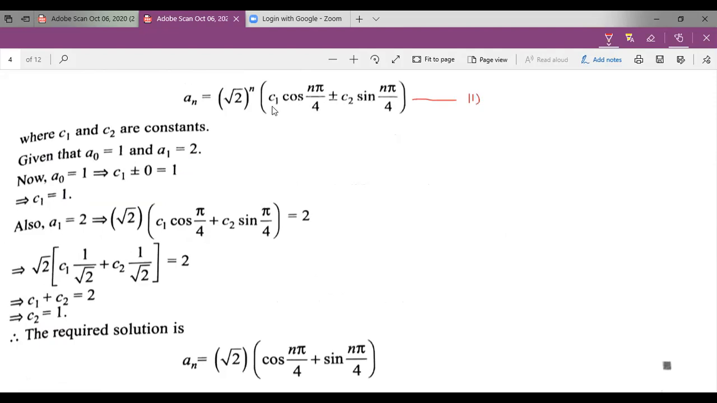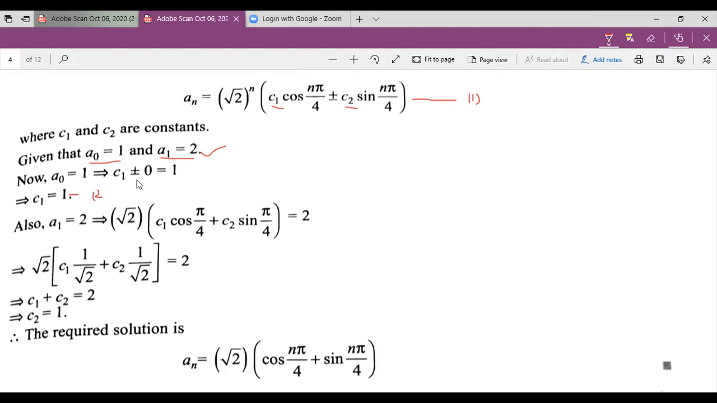Now we eliminate the arbitrary constants C1, C2 using the initial conditions. The given initial conditions are a_0 is equal to 1 and a_1 is equal to 2. So put n is equal to 0 in equation 1. a_0 is equal to root 2 whole power 0, which is 1, into (C1 cos 0 plus C2 sin 0). So C1 plus 0 is equal to 1, since a_0 is equal to 1. So we get C1 is equal to 1. Let it be equation 2.